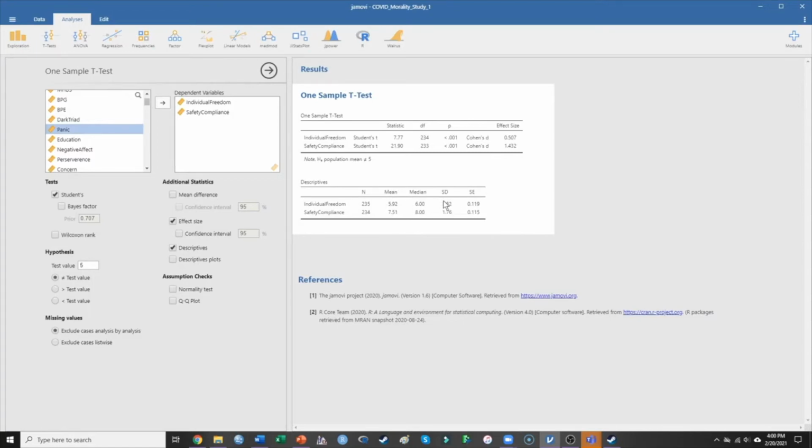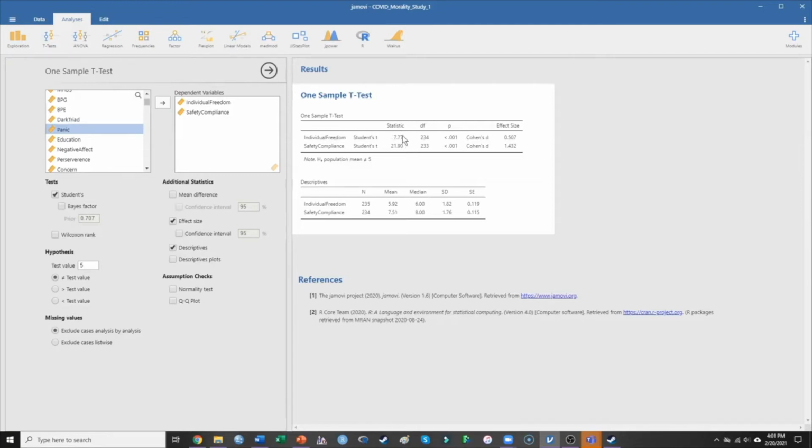We can see that the standard deviation here was 1.82. For safety compliance, we see that the average score was 7.51. The standard deviation was 1.76. And so I'm thinking probably this one at least is going to be significantly greater than the midpoint of that scale. Then we come up and we look at our test statistic.